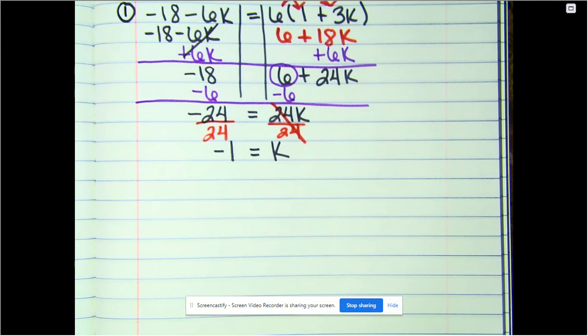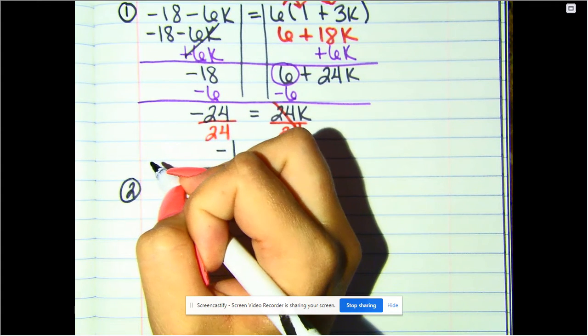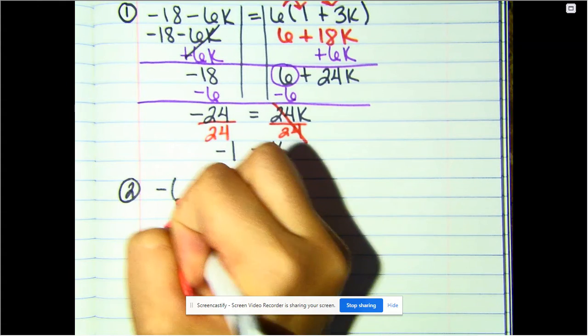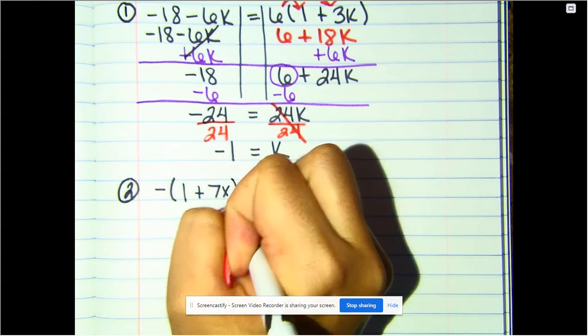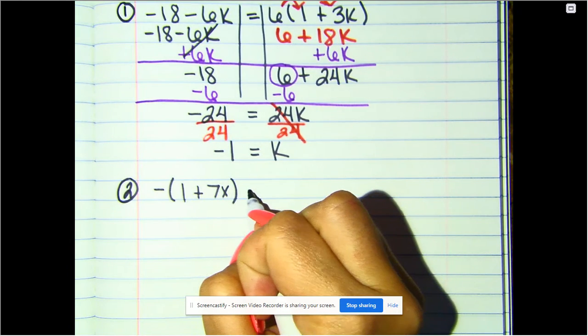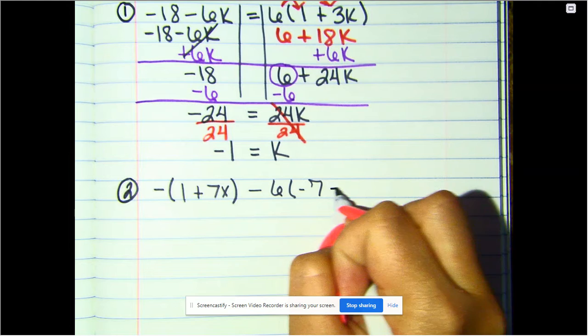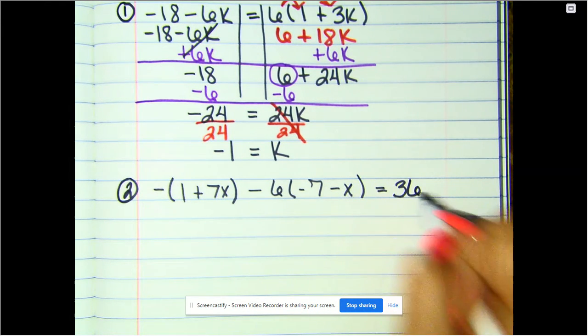Okay, we have 3 examples to do today. So on to number 2. Negative in front of your parentheses, (1 plus 7x), close the parentheses, subtracting 6 times (7 minus x) is equal to 36.